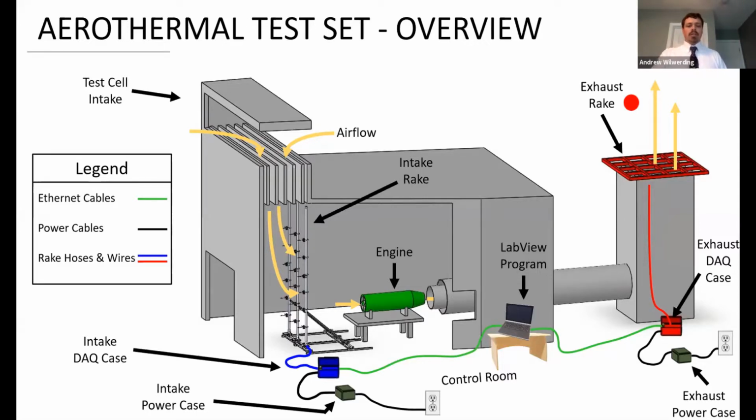So the rakes included the intake rake and the exhaust rake. And again, these are the structures that hold the airflow data sensors in an array in front of the engine and then after the engine. Next came the data acquisition cases right here, and then each of these had to be powered. And then finally, we also produced the computer program that would process the data and display it and record it.